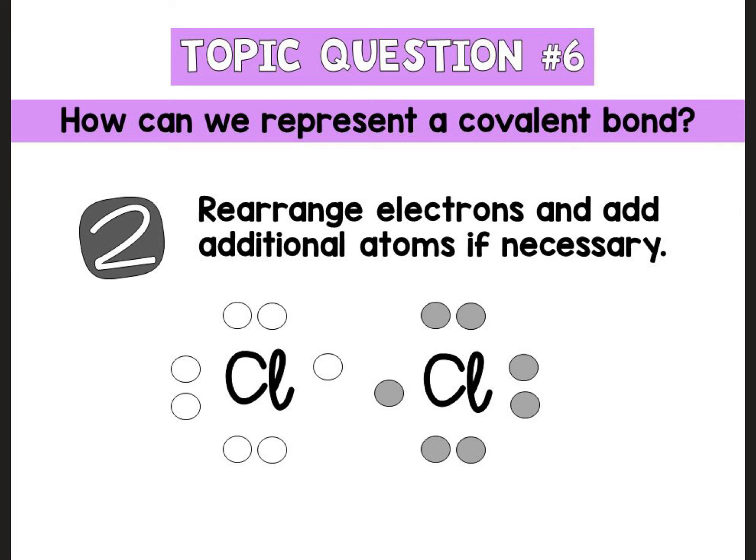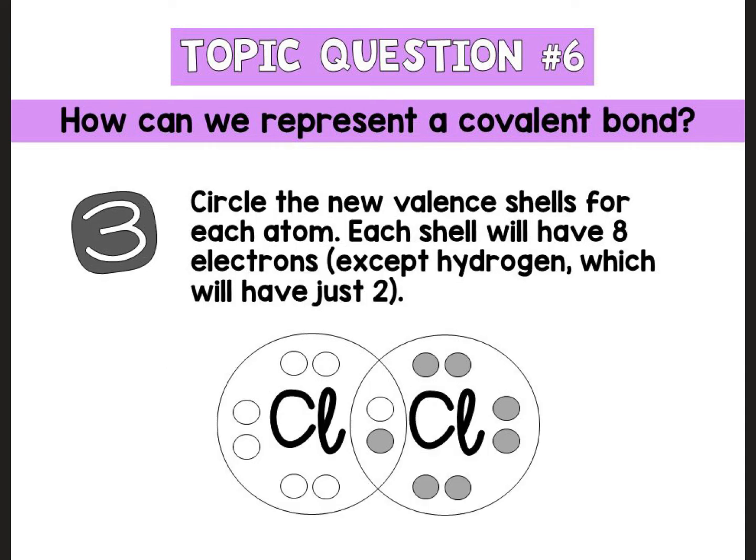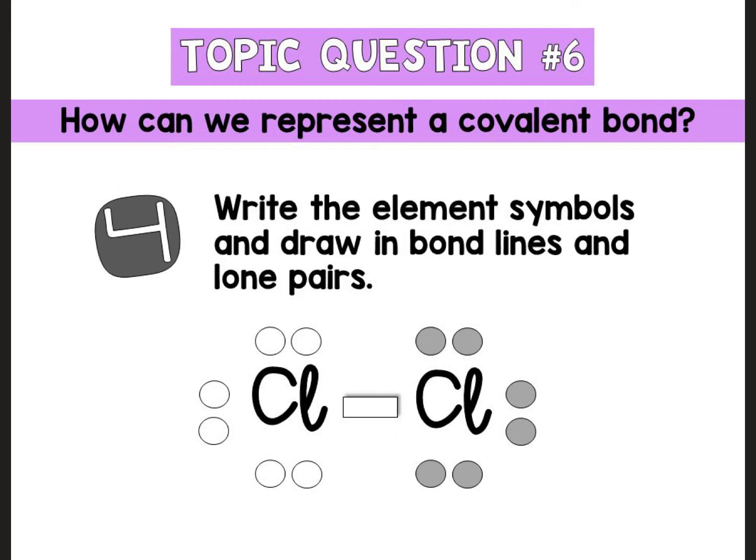In this case, we have an even number of unpaired electrons on each atom, so we should be able to just bond them together without adding any extra atoms. Now, circle the new valence shells for each atom. Each shell will have 8 electrons except hydrogen, which only has 2. So in this case, you'll see that when we put the 2 electrons together and we draw the circles around the 2 chlorines, we have this part in the middle that's shared by both. That's the shared pair.